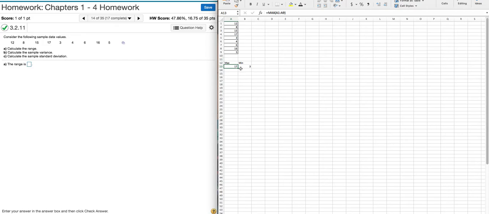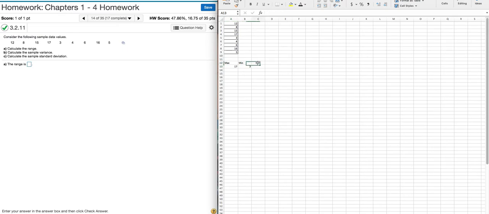And this is something we could do obviously very easily just by visual inspection. So if we look across the data set, we can see here that 17 is the biggest number, and we can see that 3 is the smallest number. The difference between 17 and 3 is just 14. So that's easy to do just kind of quickly in our head. But if you have a much larger data set, then it's good to know how you can utilize Excel to just make sure that you are not making any mistakes.